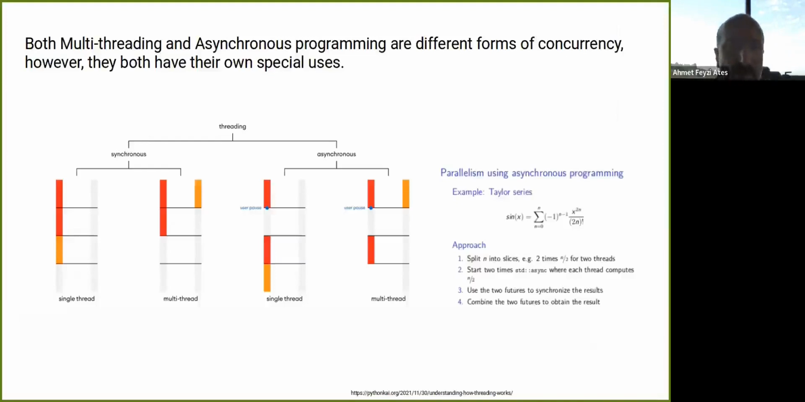So, as a summary, we can say that both multithreading and asynchronous programming are different forms of concurrency. However, they both have their own special uses. On the diagram, you can see threading synchronous and threading asynchronous: a single thread synchronous, multithread synchronous, single thread asynchronous, multithread asynchronous.